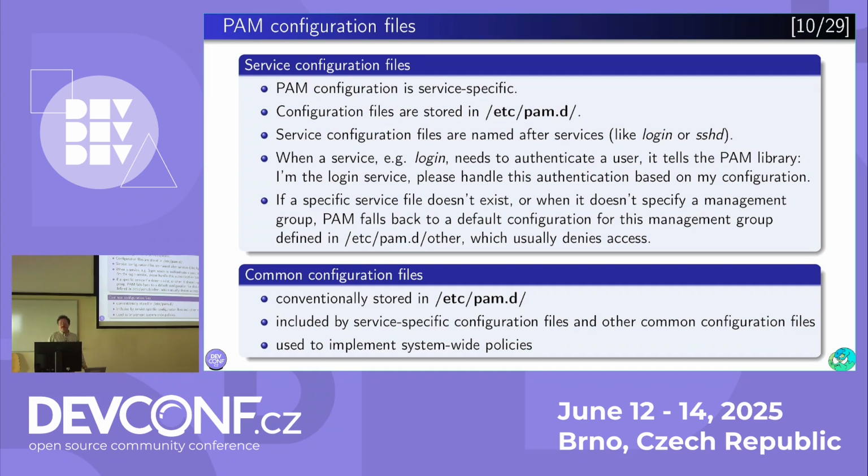So besides service-specific configuration files for PAM, there are common files. They were introduced like about 20 years ago, I don't remember when, or maybe a bit earlier. And the reason they were introduced is to avoid redundancy, because many service-specific configuration files used to do relatively the same thing or had a lot in common. So these common parts were moved to common configuration files, and they are included this or that way. And it actually helps to implement system-wide policies.